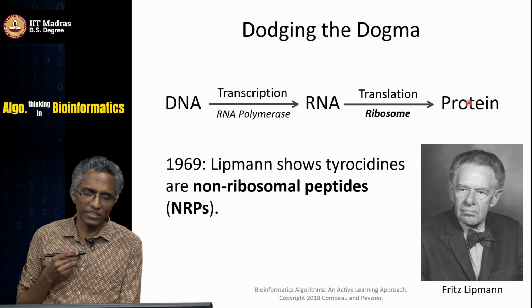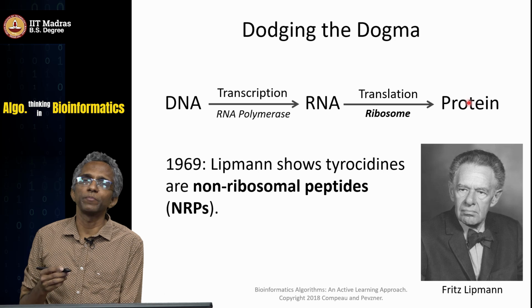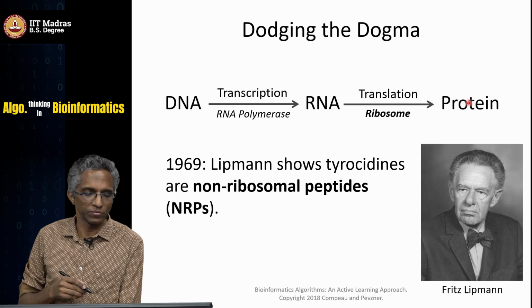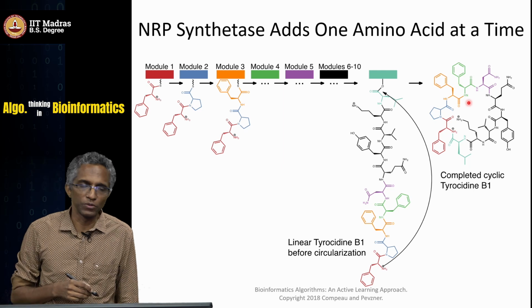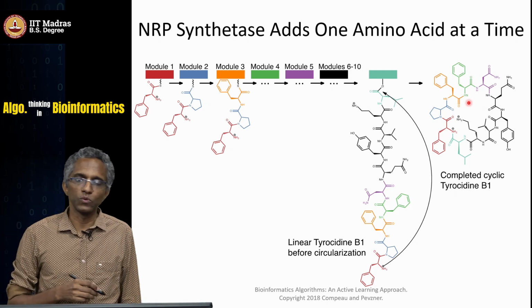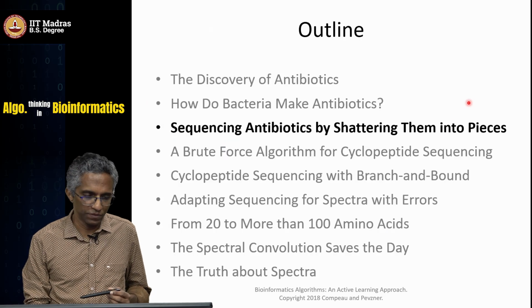In this particular case, there is a set of peptides called non-ribosomal peptides. These are peptides that are produced outside of the central dogma, including the tyrocidines. They are produced by another protein complex called NRP synthetase, which adds one amino acid at a time, again not encoded in the genome at all.